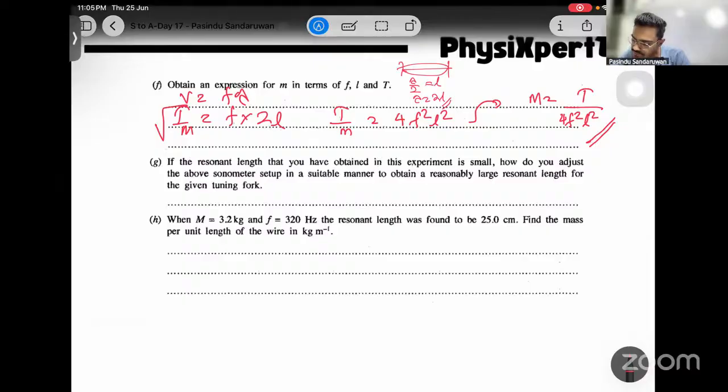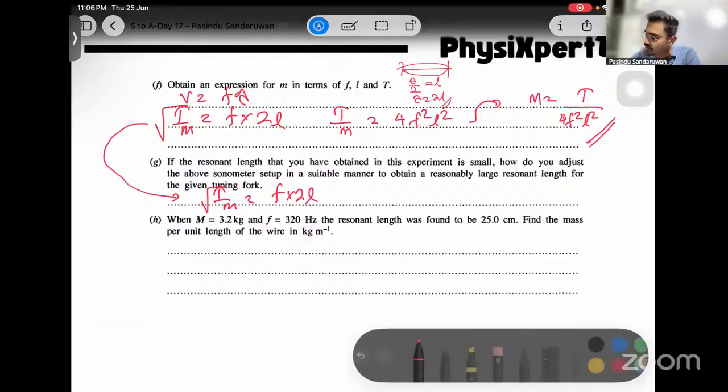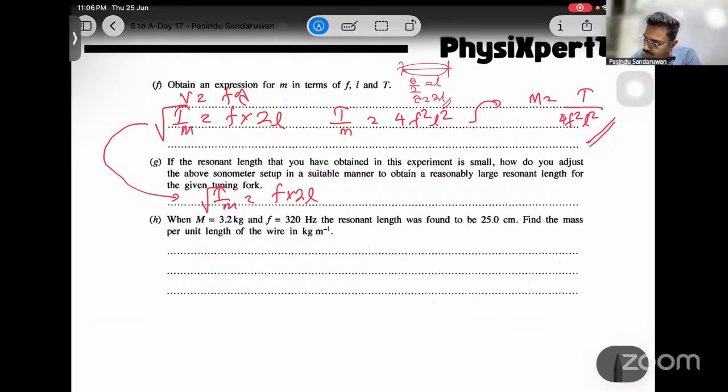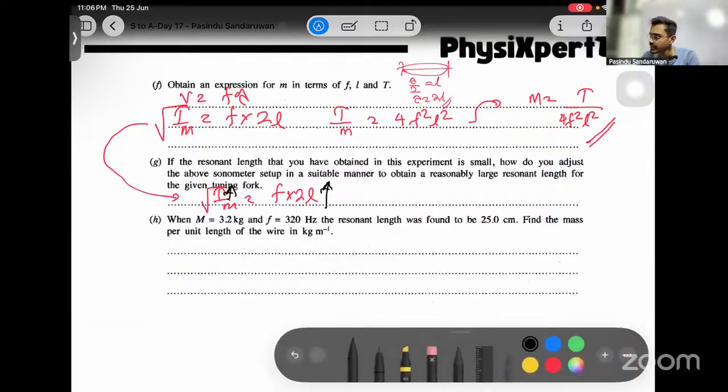G. If the resonant length that you have obtained in the experiment is small, how do you adjust the above sonometer setup in a suitable manner to obtain a reasonably large resonant length for a given tuning fork? Again, go to this equation, then we can easily argue. It says root T over M equals F times 2L. See what we can do to increase L. To increase L, the easiest thing to do is increase T.